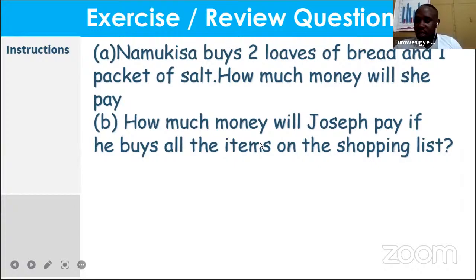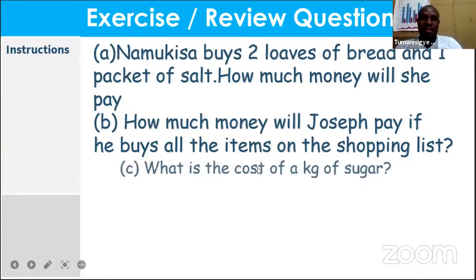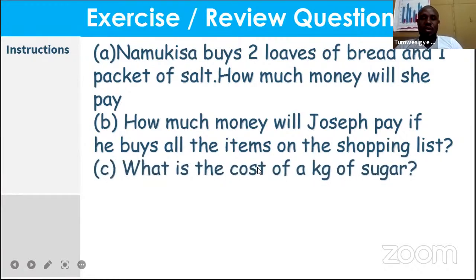Now I have the last one. What is the cost of a kilogram of sugar? Then I have another question. It is here.